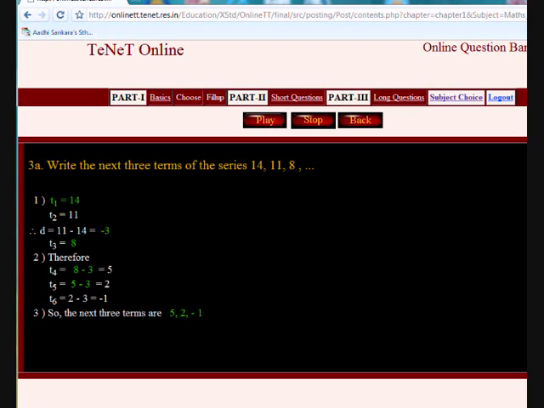Here the first term a equal to 14, the second term is equal to 11, so the common difference is 11 minus 14 equal to minus 3. Here the third term T3 equal to 8. Therefore the fourth term T4 equal to 8 plus the common difference, that is equal to 8 plus minus 3 equal to 5. Fifth term T5 equal to 5 minus 3 equal to 2. Therefore the sixth term T6 equal to 2 minus 3 equal to minus 1. So the next 3 terms are 5, 2, minus 1.